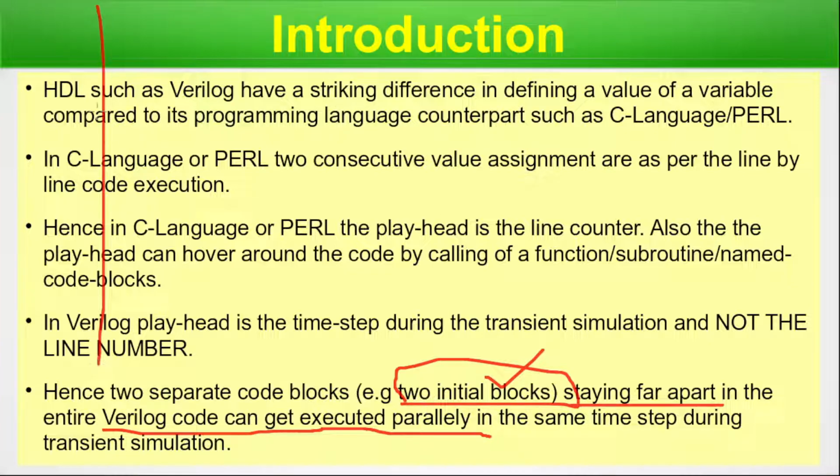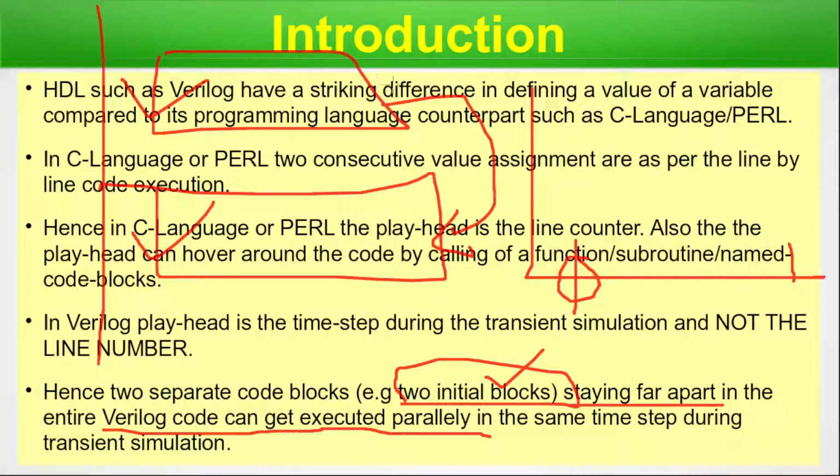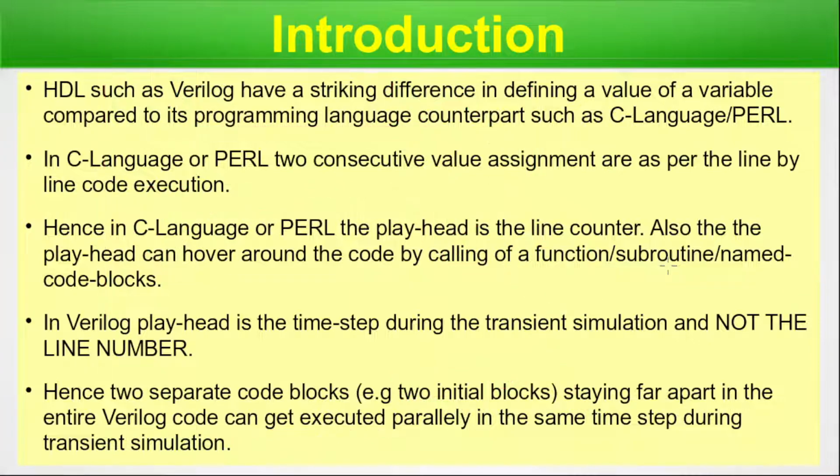So this is the line of code. Here there is an initial block and here there is an initial block. So this and this can happen parallelly because your code execution is timeline wise, and in timeline wise at this timeline, this and this initial block will happen because the initial block is executed at the beginning. So rather at this point, here this will start executing. So this is the fundamental difference between the C language or Perl and Verilog.